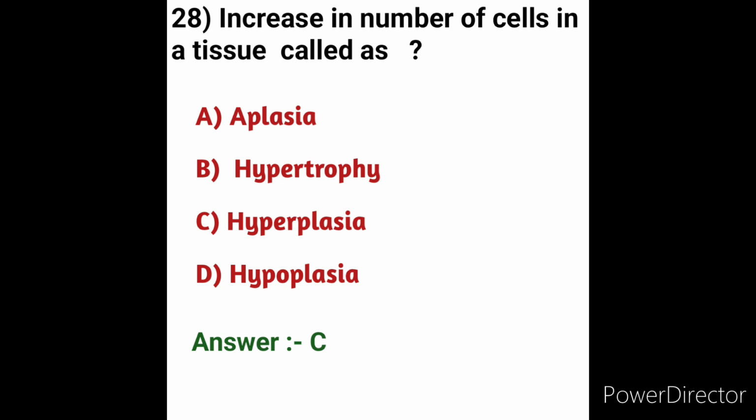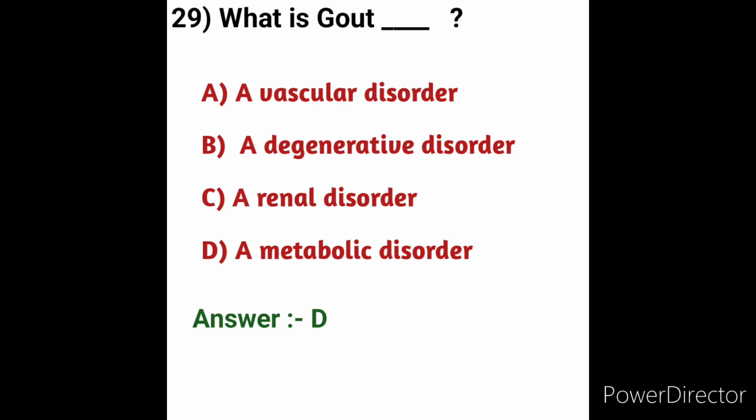Next we will move on to question number 29. What is gout? We will see the options. Option A vascular disease, option B a degenerative disorder, option C renal disorder, option D metabolic disorder. Gout is a common and complex form of arthritis that can affect anyone. It is characterized by sudden severe attacks of pain, swelling, redness and tenderness in one or more joints in the body.